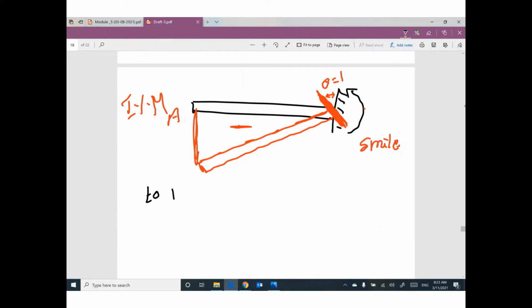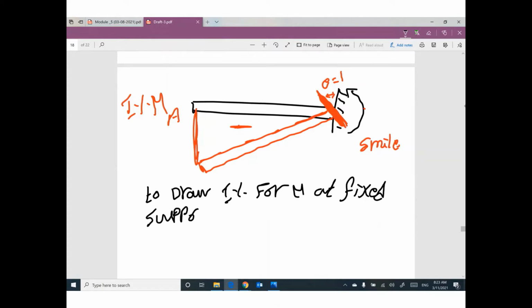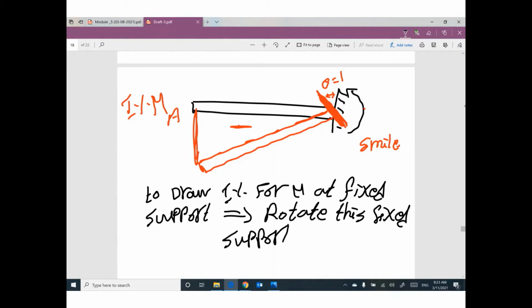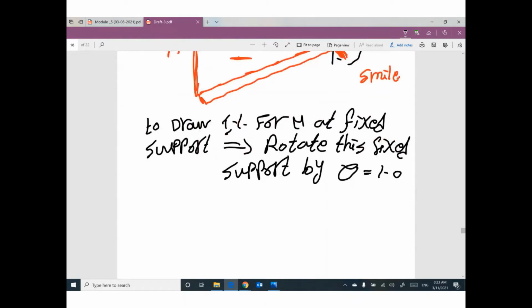To draw influence line for moment at fixed support, just rotate this fixed support by angle theta equal 1. Clockwise or anti-clockwise, which direction? Based on the direction of moment.